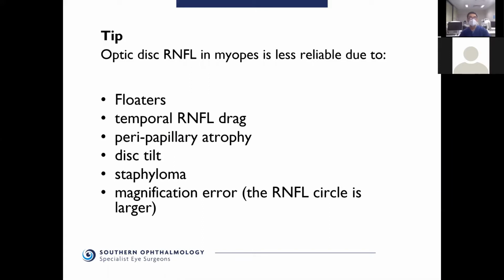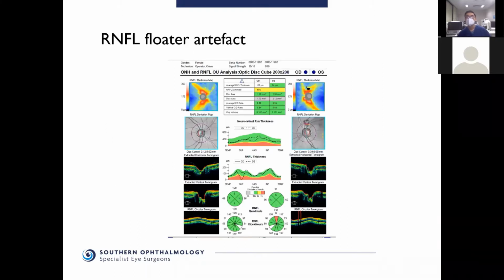So we've got floaters, more floaters in myopes. There is temporal dragging of the nerve fiber layer. There is peripapillary atrophy. There is tilting of the disc, staphyloma, and there's also magnification error. So the nerve fiber layer circle is larger in myopic eyes due to the refractive error. All of these factors can lead to unreliable optic disc OCT. I'll show you some examples.